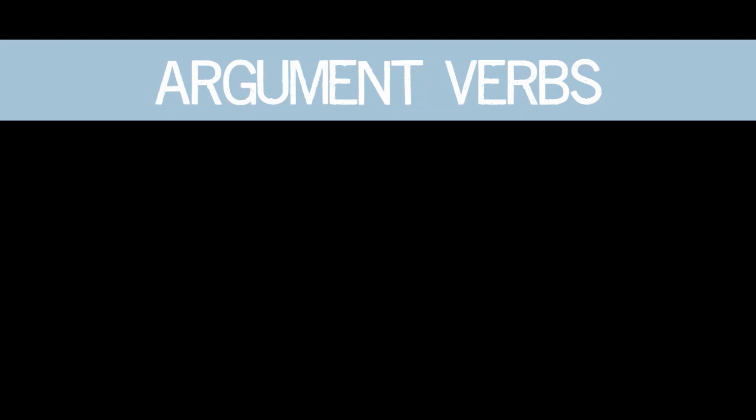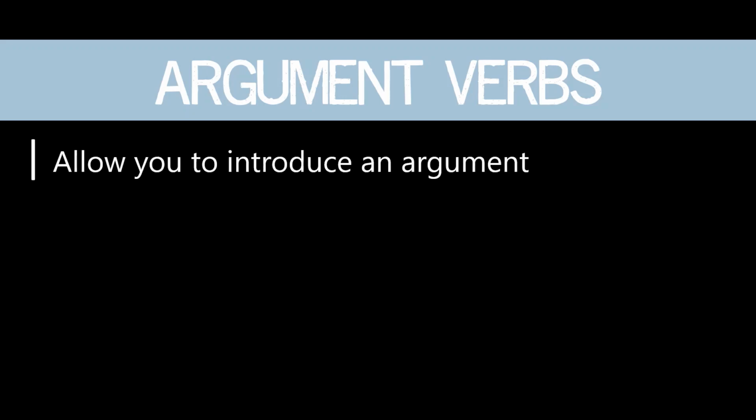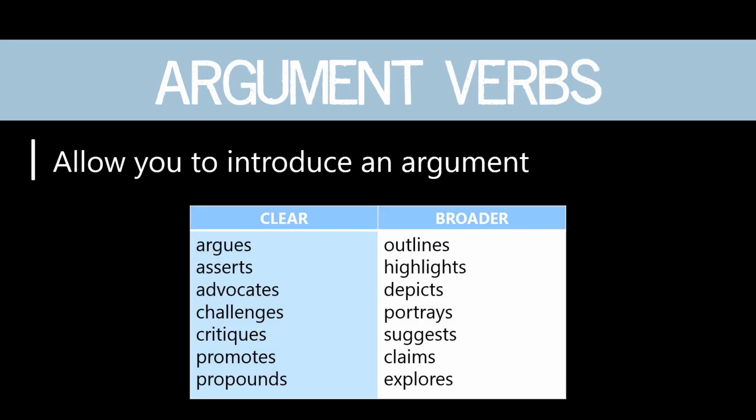The other type of verb that we need to be acquainted with are argument verbs. And these are verbs which allow you to introduce arguments. So the two types we have here are when we have a really clear argument or when they're a little bit broader and we don't need to really specify as much. So for the really clear arguments, we might use, and again, these verbs come up a lot, don't they? Argues, asserts, and advocates, our 3A verbs. We really like those ones. They're really, really nice to use when it comes to introducing arguments.